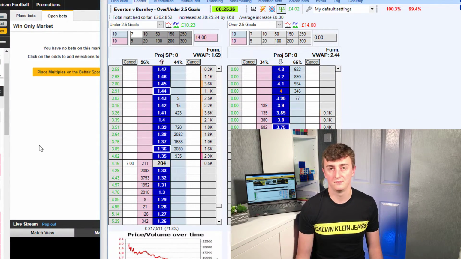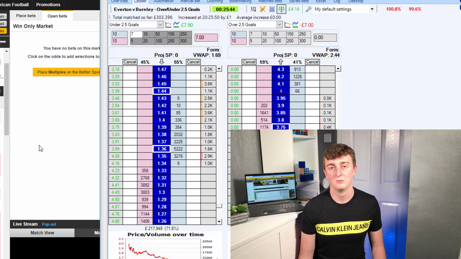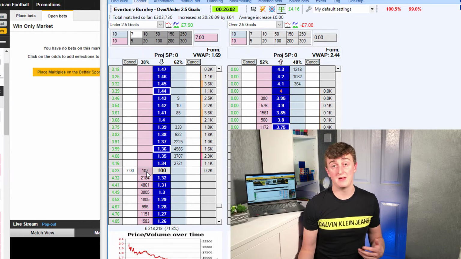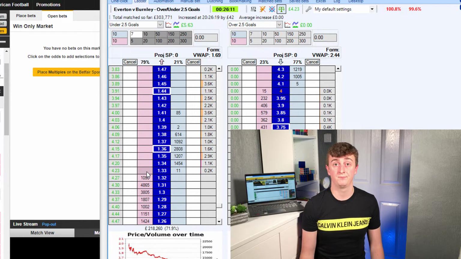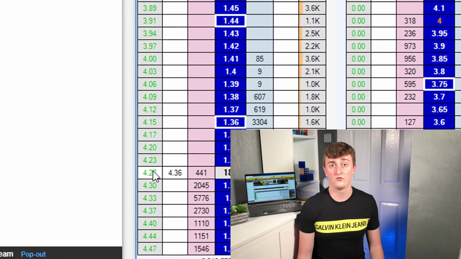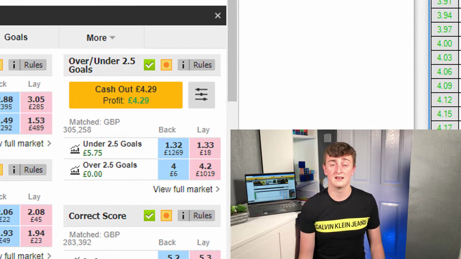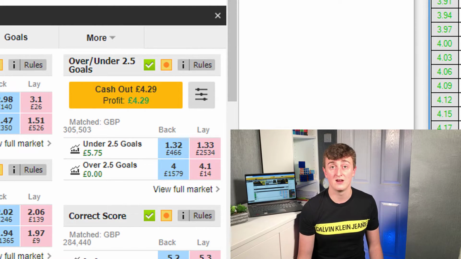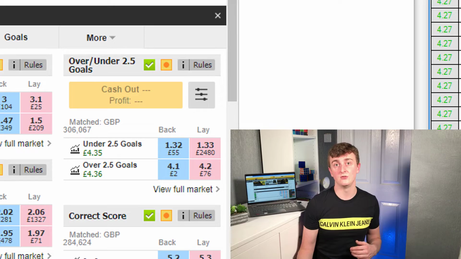I exited out in 2 chunks of 7 to take apart. I'm not entirely sure why I did that. But yeah, I exited out at 134 on 1.33, and that gave me a £5.75 trade profit. And I could hedge that out for around £4.30, and in fact that is what I do. I hedge it out pretty much straight away for a £4.30 profit there, which £4.30 off a £14 stake, that's a 30% return on investment. That's a pretty good return for the under 2.5 goal market strategy. So I'm fairly pleased with that outcome there.